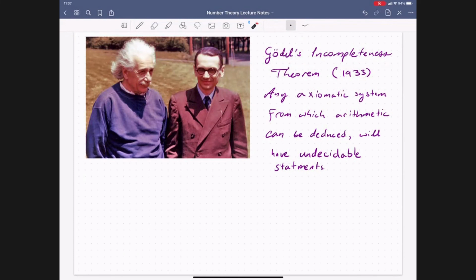Now, fun fact, Kurt Gödel was actually one of Einstein's best friends. They were both at the Institute for Advanced Study at Princeton. So here's a picture of them together. And Kurt Gödel's incompleteness theorem, published in 1933, there's 2 of them, but I'm going to give you a watered-down version of what they essentially imply: any axiomatic system from which arithmetic can be deduced will have undecidable statements. And you saw one of these statements in structures, the continuum hypothesis.